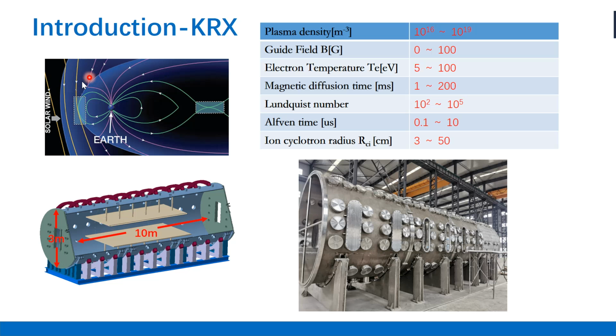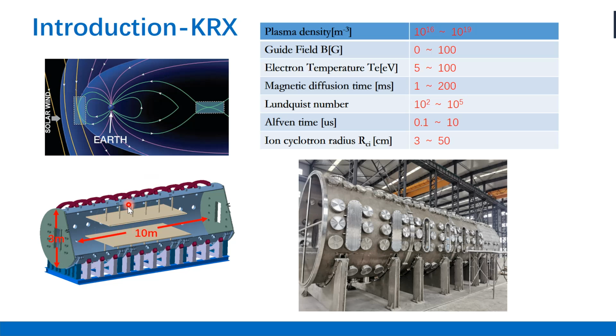Ground experiments on magnetic reconnection have become an important method to study space reconnection. The Keda Reconnection Experiment, KRX, is being constructed to investigate the fundamental physics of magnetic reconnection. The KRX is a linear device. The stainless steel vacuum chamber is 10 meters long and the diameter is 3 meters. The magnetic reconnection is externally driven by a pair of parallel current plates.